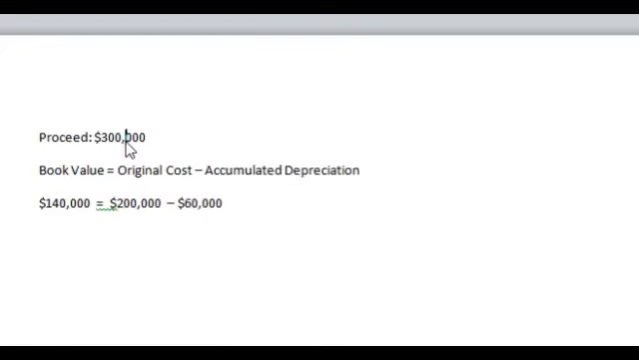What if you had proceeds of 100,000? Lower than your book value. Then you would have a loss, right? Your proceeds, or the asset that you're getting, had a fair value of only 100,000, but your book value was 140, then you would have a loss of 40,000. So depending on your cost and accumulated depreciation, you will have a book value determined. And then from there on, you're going to calculate gain or loss.